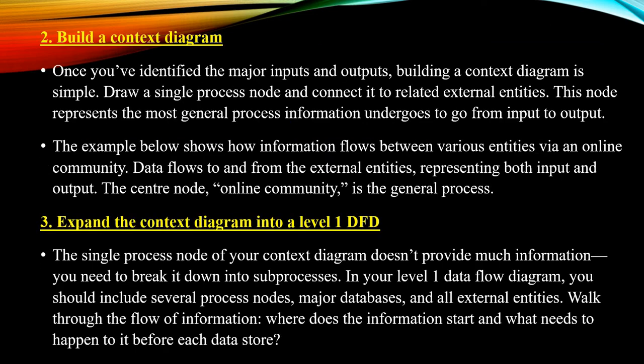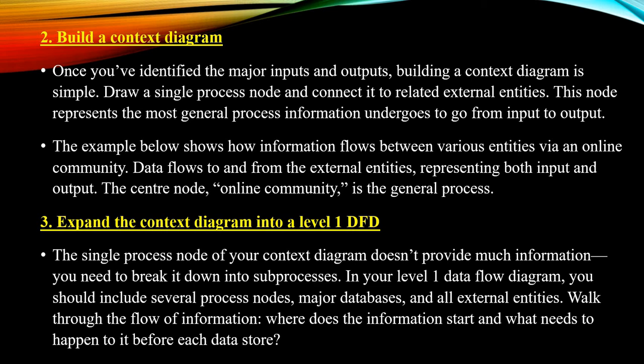Number 2, build a context diagram. Once you've identified the major inputs and outputs, build a context diagram. Building a context diagram is simple. Draw a single process node and connect it to the related external entities. This node represents the most general process information to go from input to output. You will see in the following example.